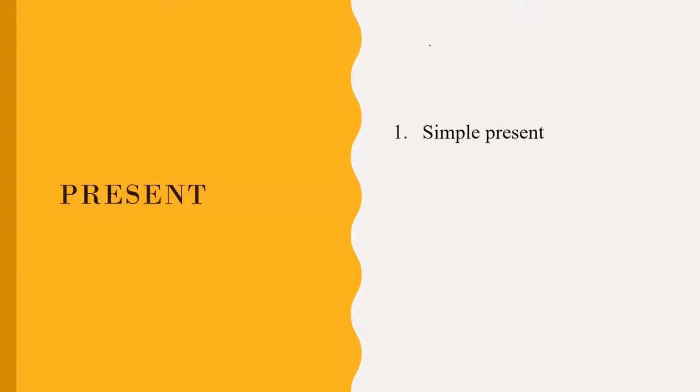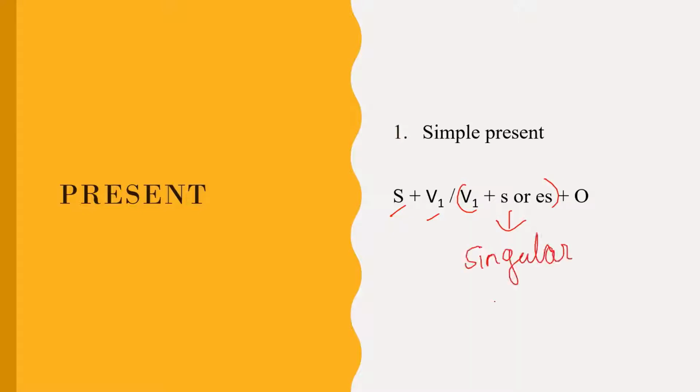Present, first, simple present. Formation: subject plus first form of verb, or first form of verb plus s or es in singular case, or we can say as singular verb, plus object. Do and does are used for interrogative and negative sentences. Do is used as plural and does is used as singular.